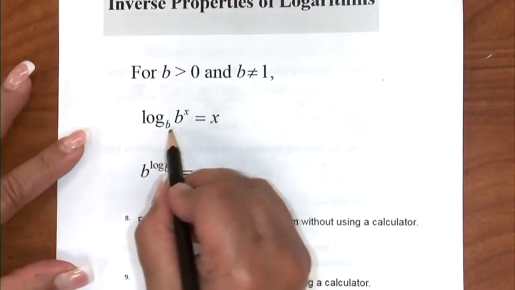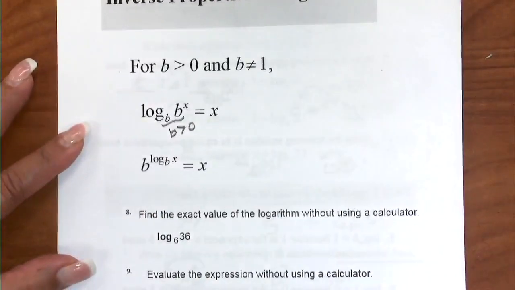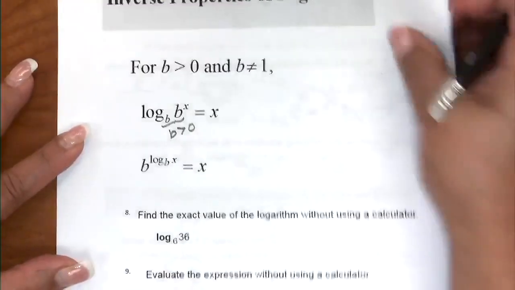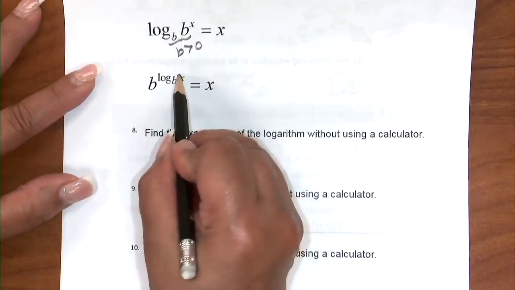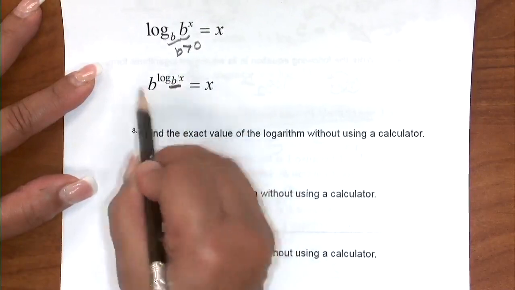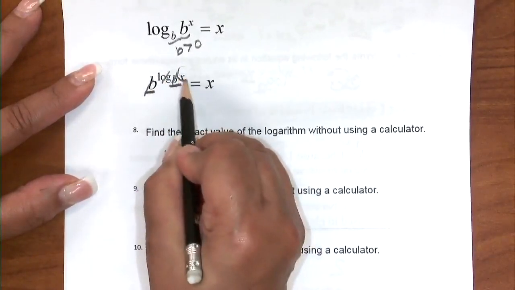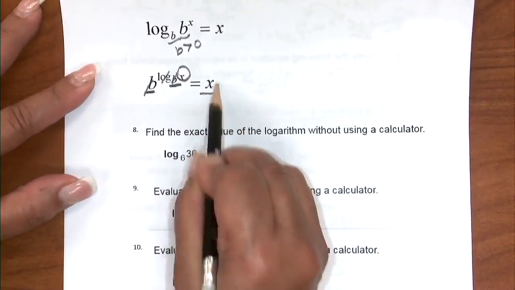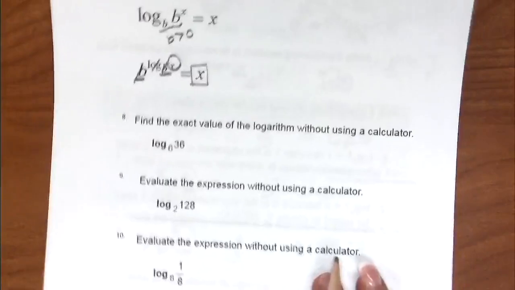Okay, these bases here, both of them have to be greater than 0. They have to be positive. If it's given to you like this, it's another form of the inverse property. As long as this matches this, they take each other out with the log, and whatever is the argument, that's what it's equal to.